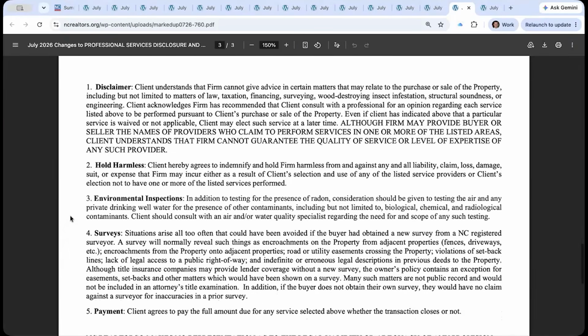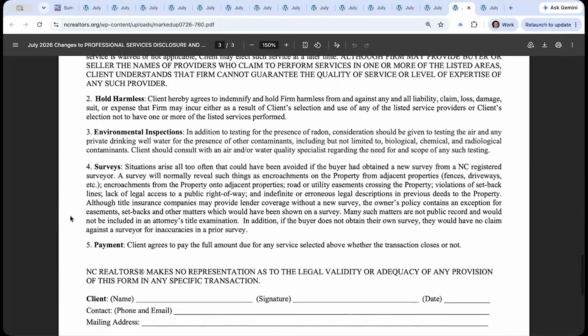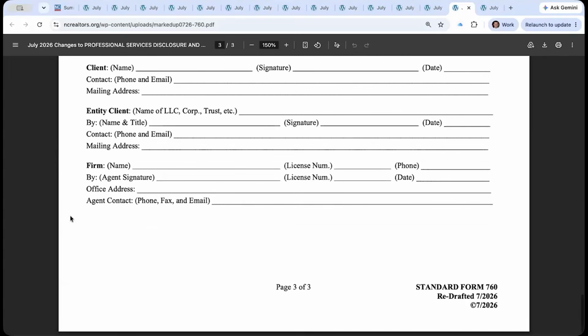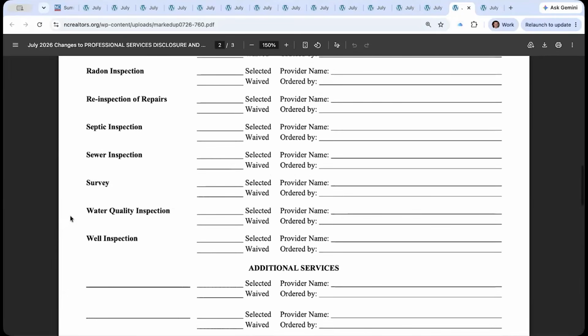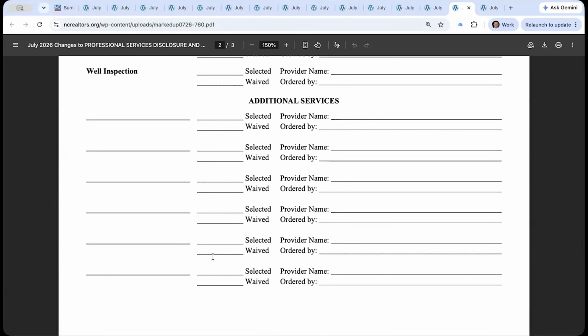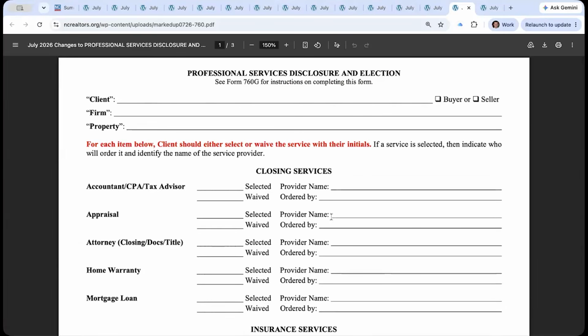So you still down here have the disclaimer, hold harmless, and things like that. That all is relatively the same. But here you also have additional services. So however you fill this out, you can continue to do so. But just be aware of that.